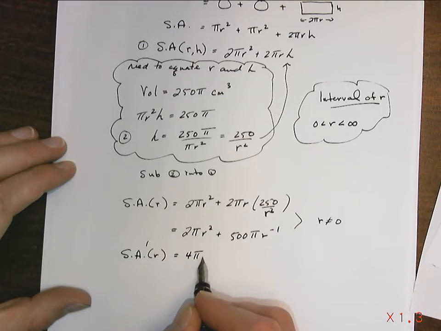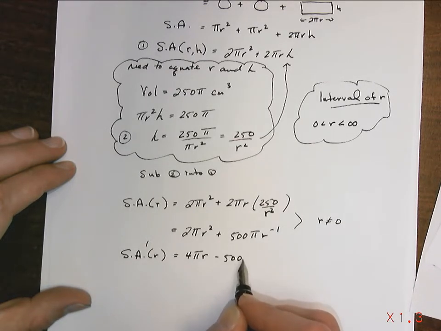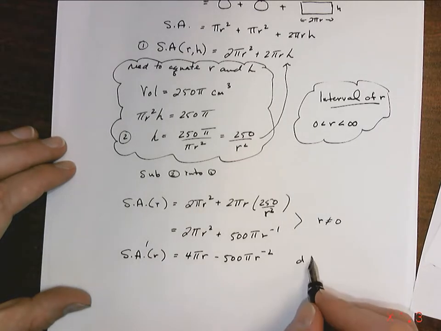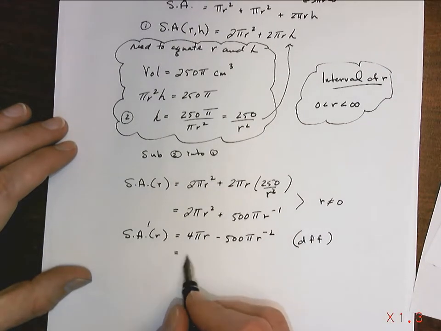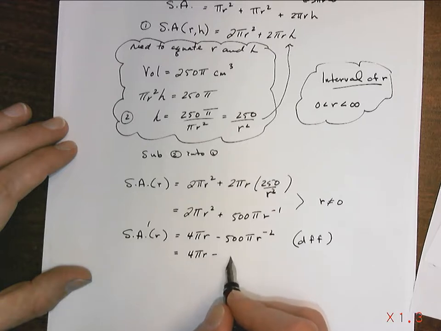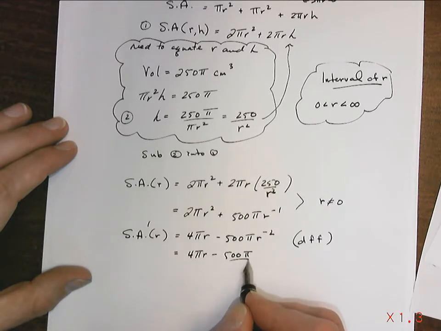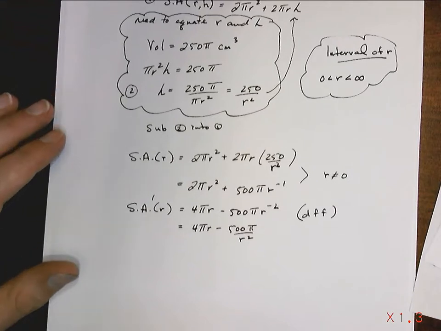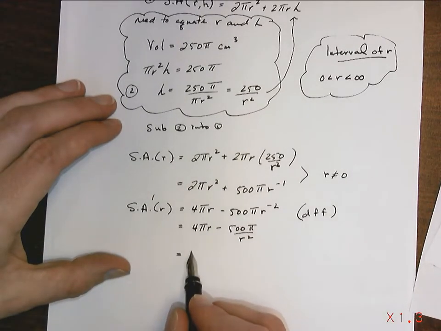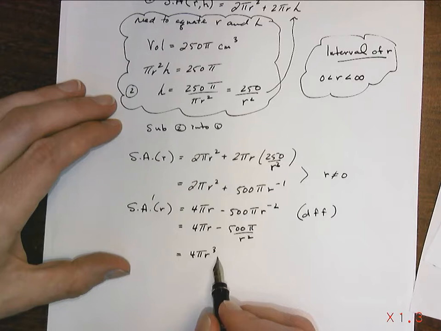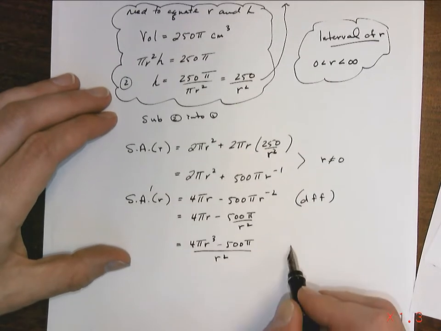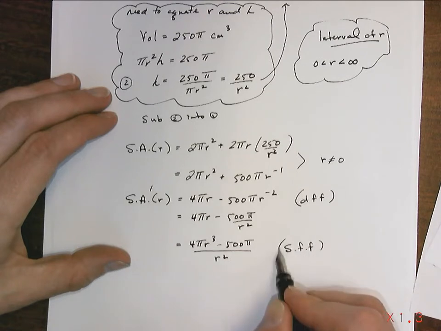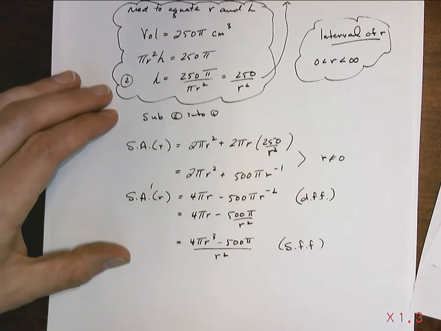That'll be 4 pi r minus 500 pi r to the negative 2. That's my derivative-friendly form. That's a nice way of having it if I'm going to take its derivative again. 4 pi r minus 500 pi over r squared is an equivalent way to write it. And 4 pi r cubed minus 500 pi over r squared is our solving friendly form. Okay? And that's an equivalent way of writing it as well.